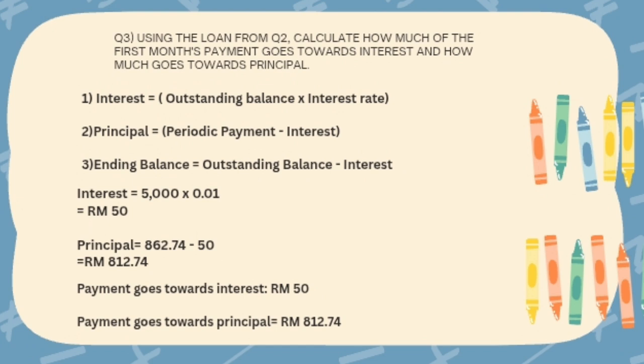Step 3, we need to calculate the principal portion. Next, we need to find out how much of the payment goes to the principal. The total monthly payment is 862 ringgit and 74 cents. We subtract the interest of 50 ringgit. After subtracting, we get 812 ringgit and 74 cents. This amount actually reduces the loan balance. So, for the first month, 50 ringgit goes to interest and 812 ringgit and 74 cents goes to principal.